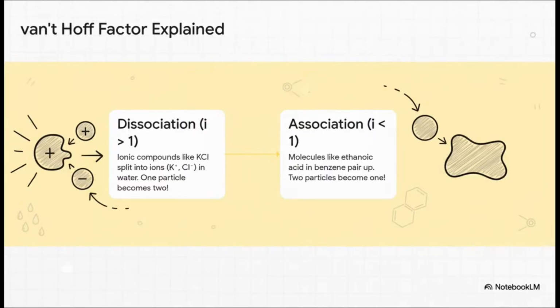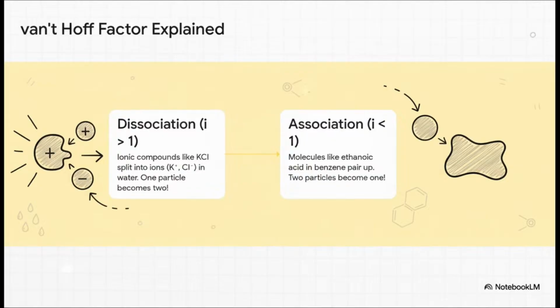So here's the secret. For our mystery salt, KCl, it's an ionic compound. When you put it in water, it doesn't stay as one piece. It dissociates. It breaks apart into 2 separate ions, a potassium ion and a chloride ion. So for every 1 unit of KCl you put in, you actually get 2 party crashers in the solution. That's why the effect was doubled. The Van 't Hoff factor i is 2.